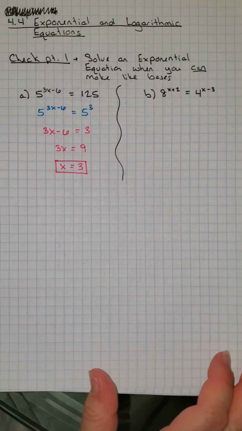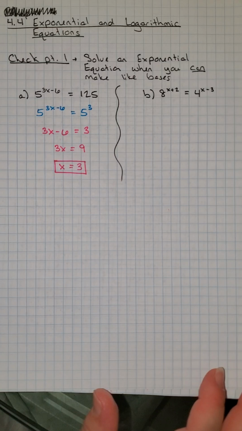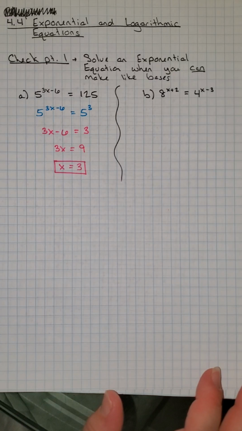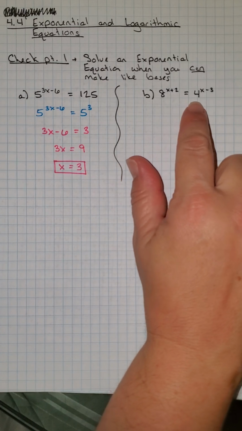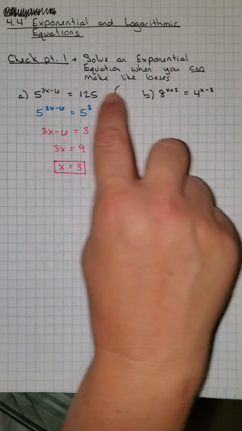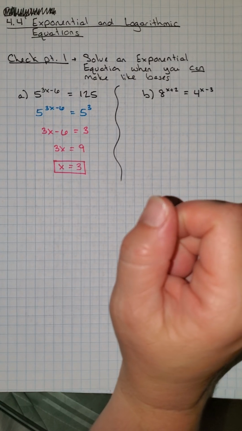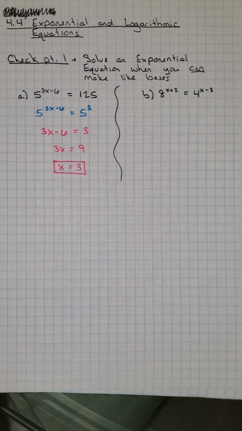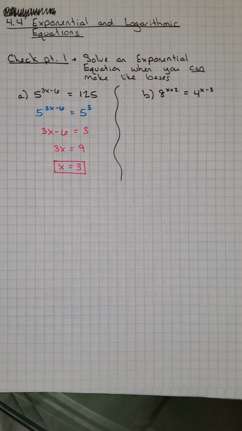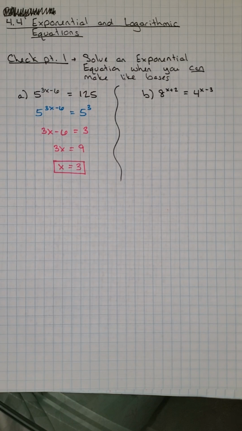Problem B, we have a similar situation. Our bases are 8 and 4. The thing that's a little bit different is you can't raise 4 to a power to get 8, like we could with the 5 and the 125. But we can raise 2 to a power to get 8 and 2 to a power to get 4. So we'll go about this that way.